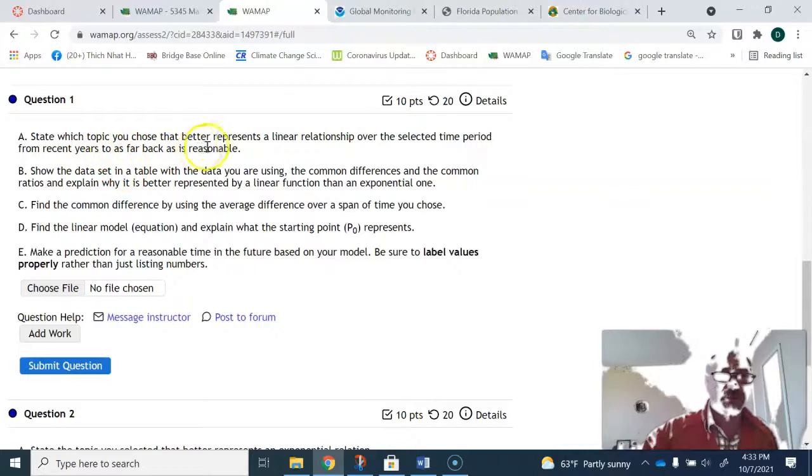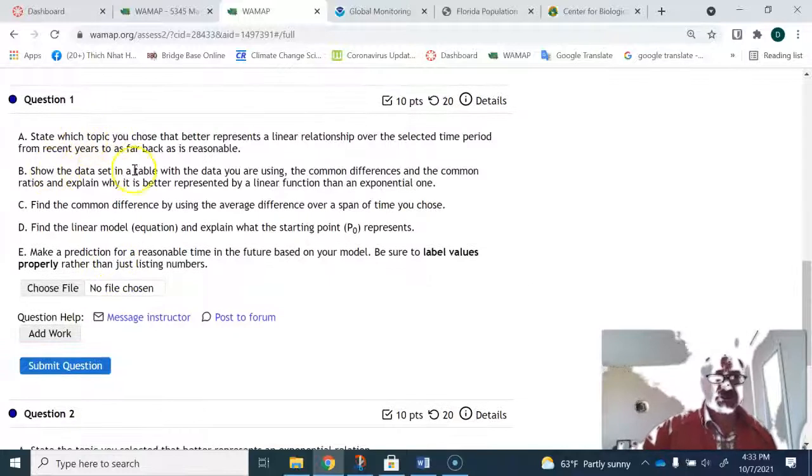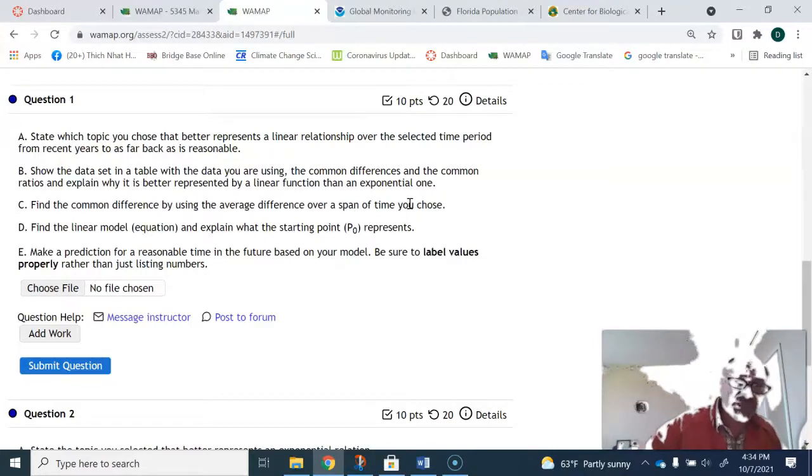Okay? And then for question 1, this is the linear one. State which topic you chose that better represents a linear relationship over the selected time period. And then you're going to show the data in a table, and I'll show you how to do that. We'll find the common differences by using the average difference over a span of time you choose, and we'll compare that to the ratios. So we show that it's a better linear model than an exponential model. So we'll do those side by side in each of the data sets.